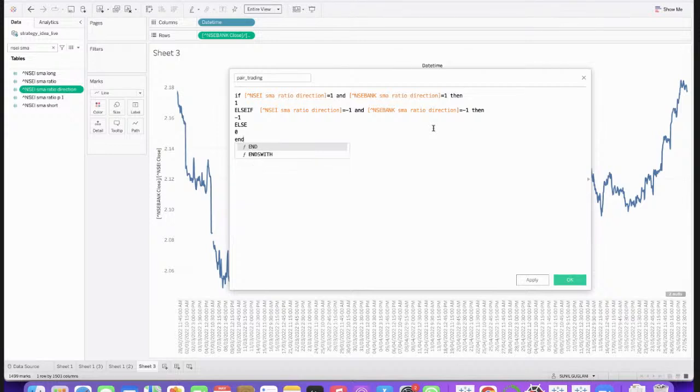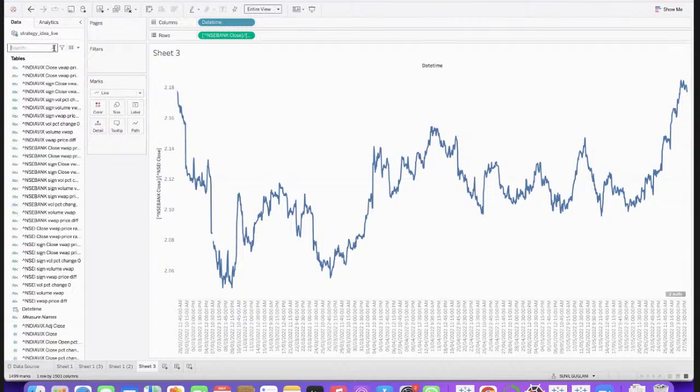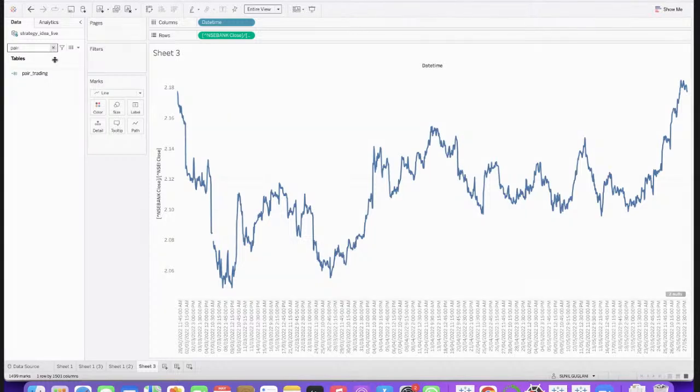And does it look good? Yes, it does. Yeah. So if both the directions are positive, you return 1. If both are going down, you return -1, otherwise 0. So now accordingly, we'll trade in this pair trading. Let us see whether it works or not. So we have defined the function called pair trading. I'll just move it here.